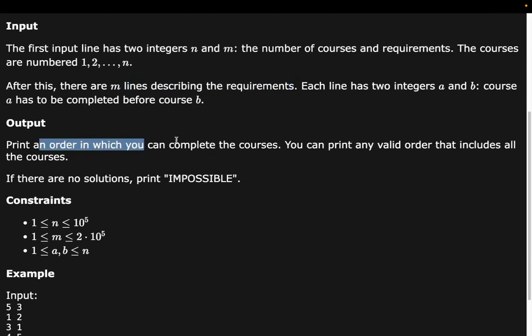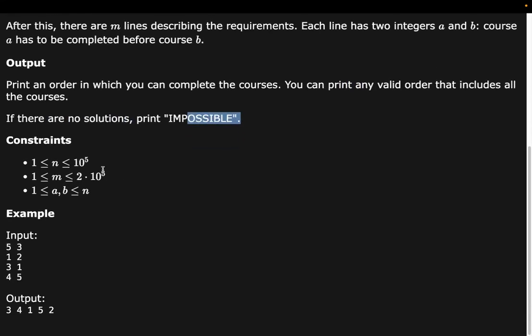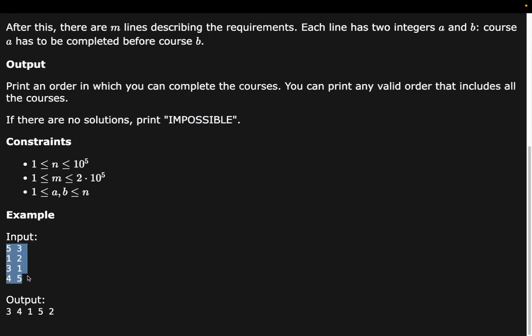You need to print an order in which you can complete the courses. You can print any valid order that includes all the courses. And if there are no solutions, you need to simply print impossible. So this is what the problem is. Let us first try to understand the problem with the help of the input given, and then we will see how we can actually solve this problem.